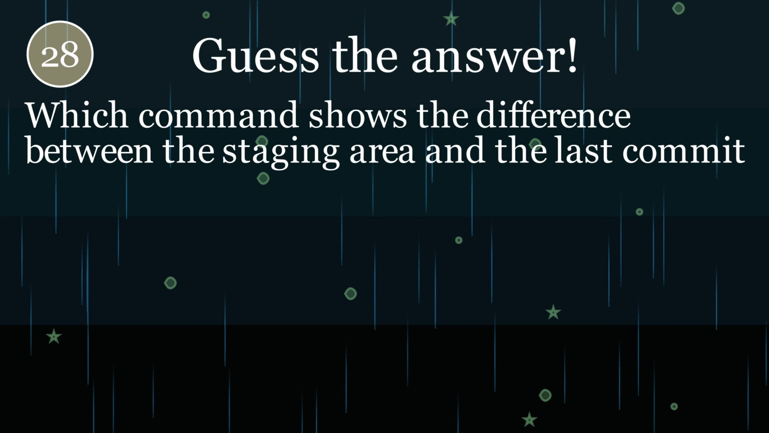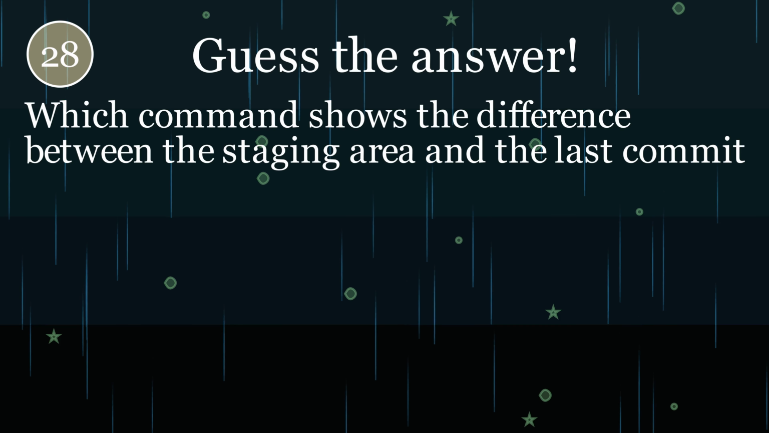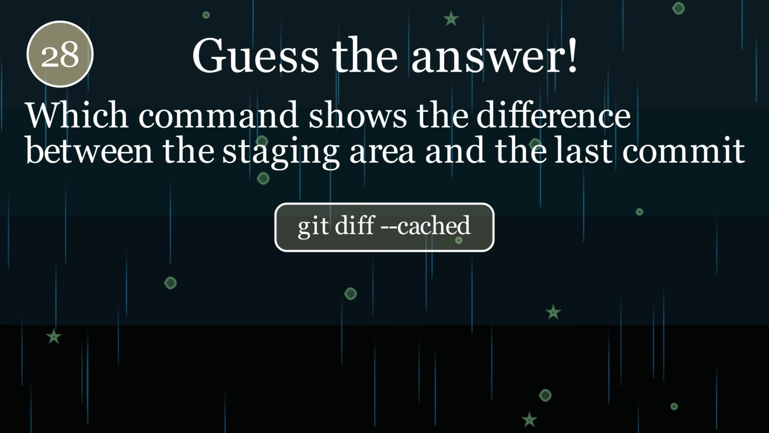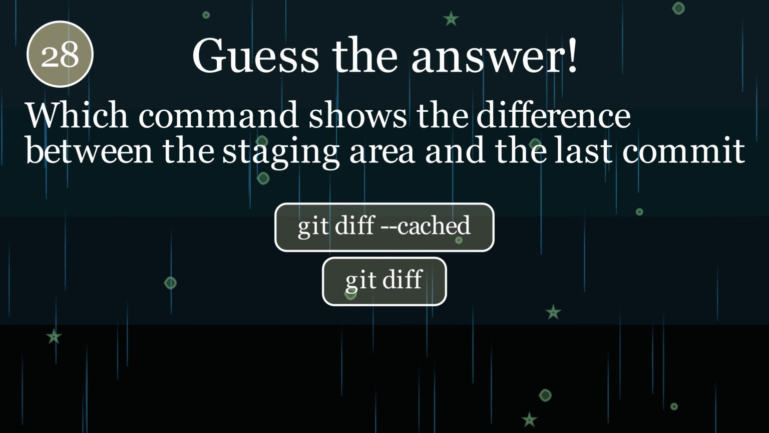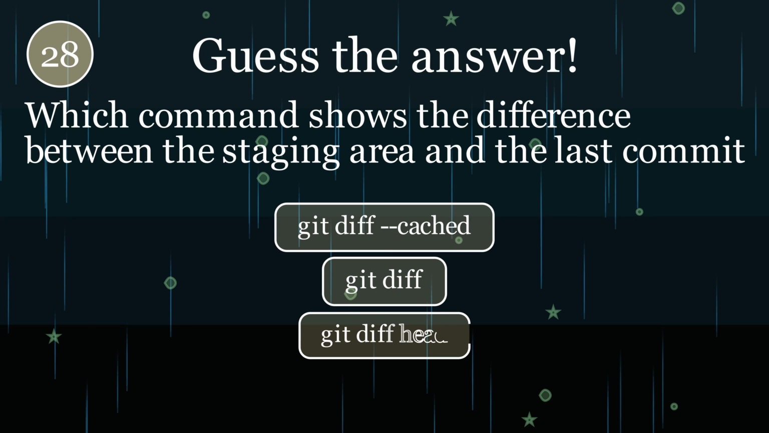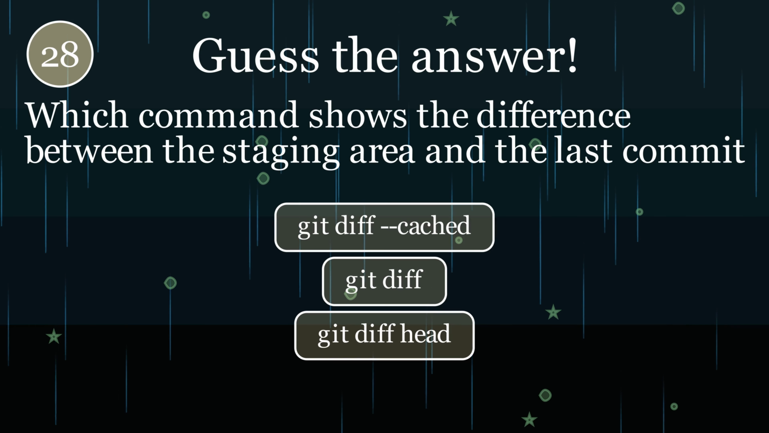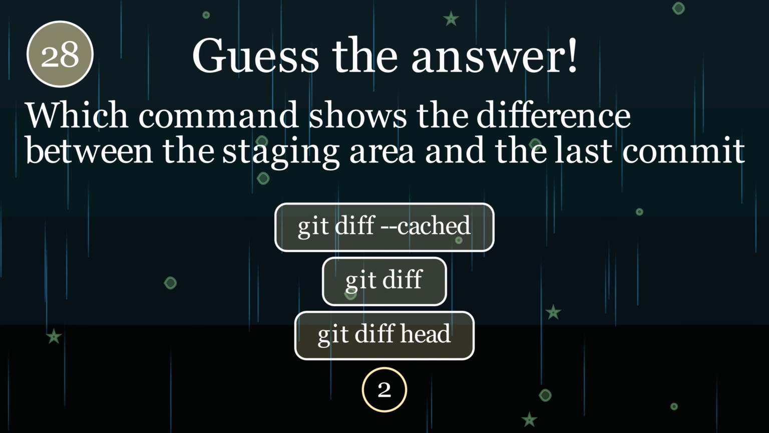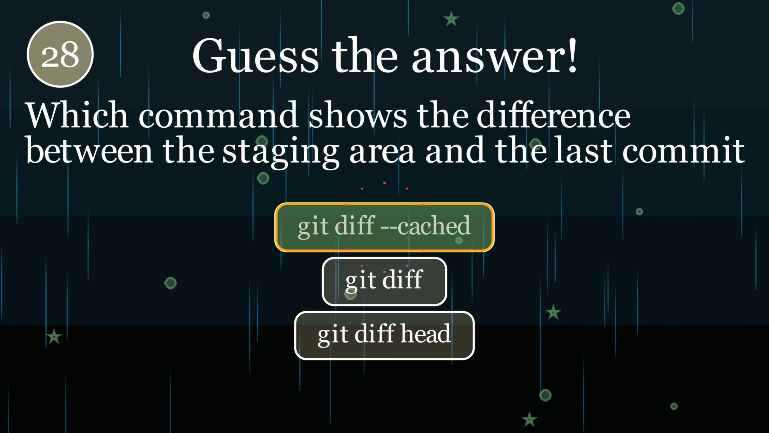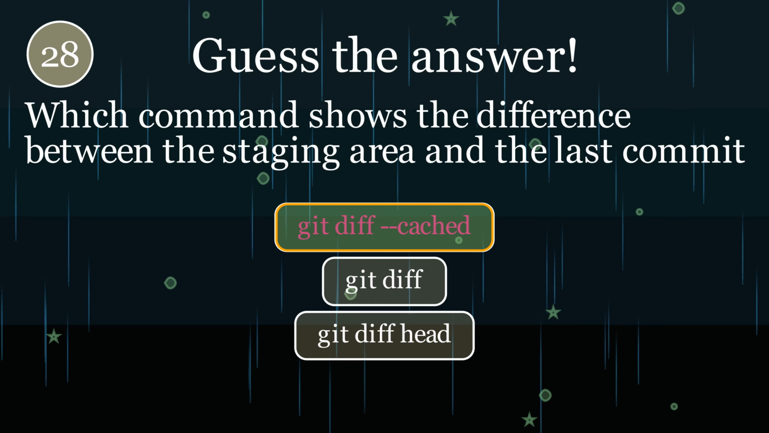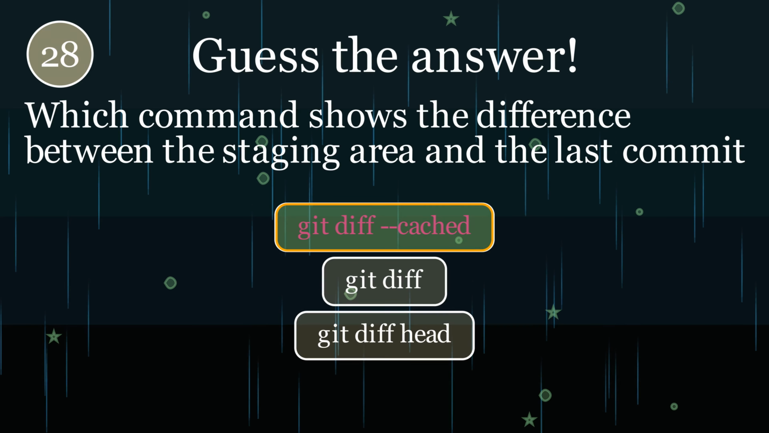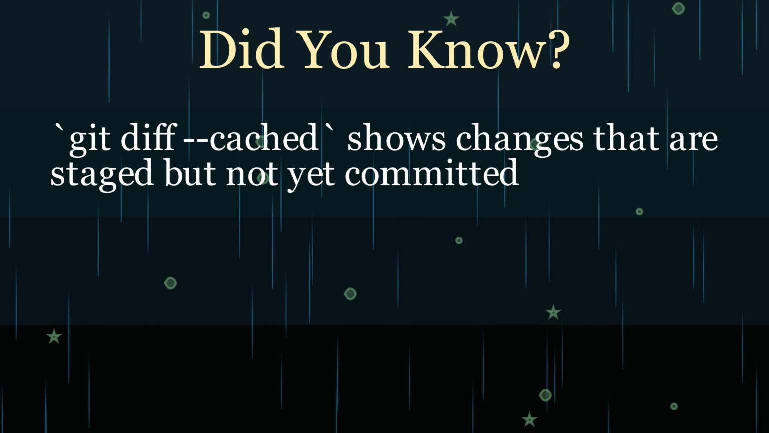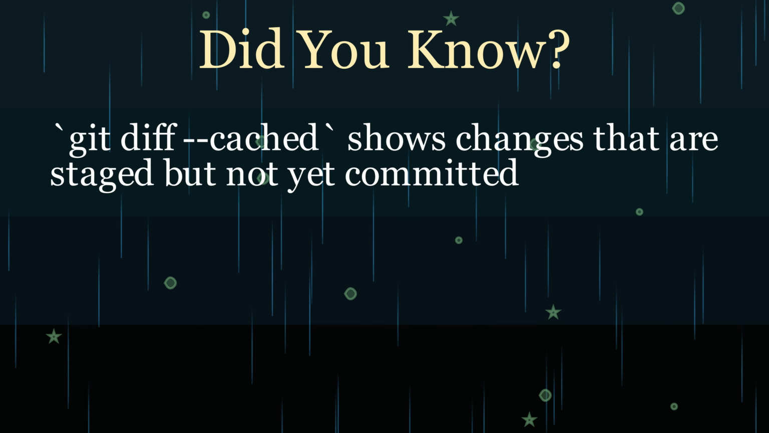Which command shows the difference between the staging area and the last commit? Git diff cached, git diff, git diff head. The correct answer is git diff cached. Did you know? Git diff cached shows changes that are staged but not yet committed.